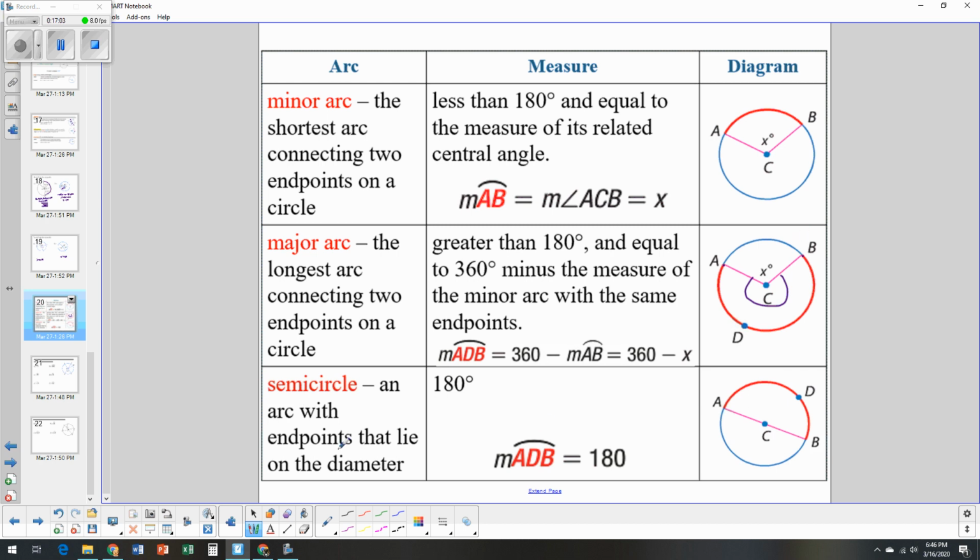A semicircle would be an arc where the endpoints are on the diameter. We're still going to name it by 3 letters. We're going to include a point it passes through, but the endpoints are the diameter, so then that would be 180, right? Half of 360 is 180.